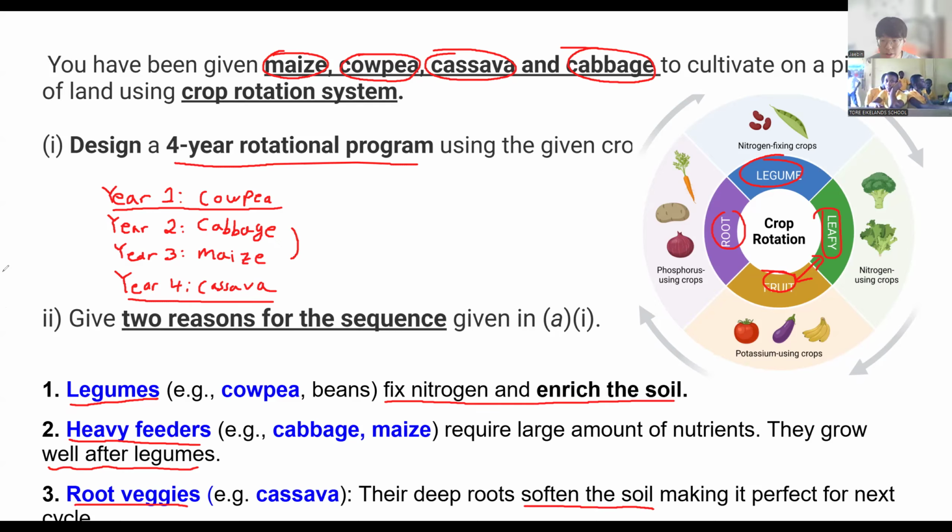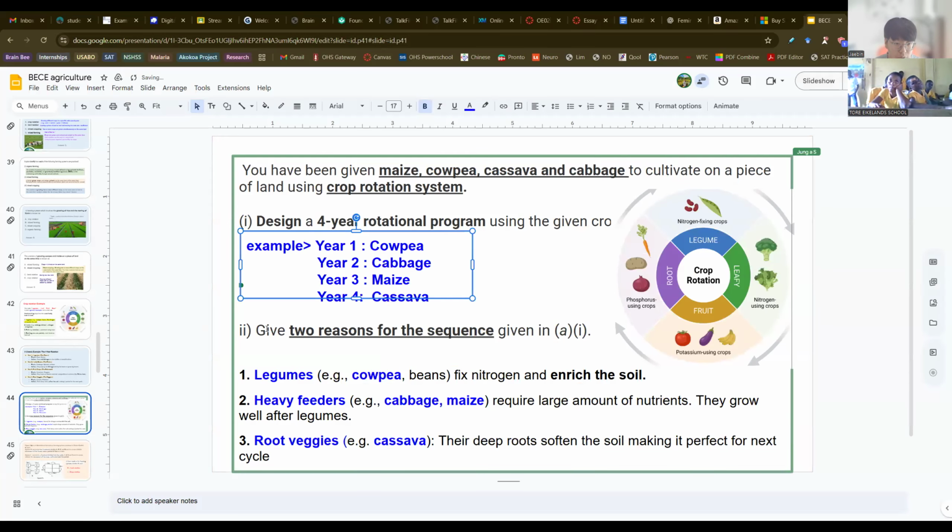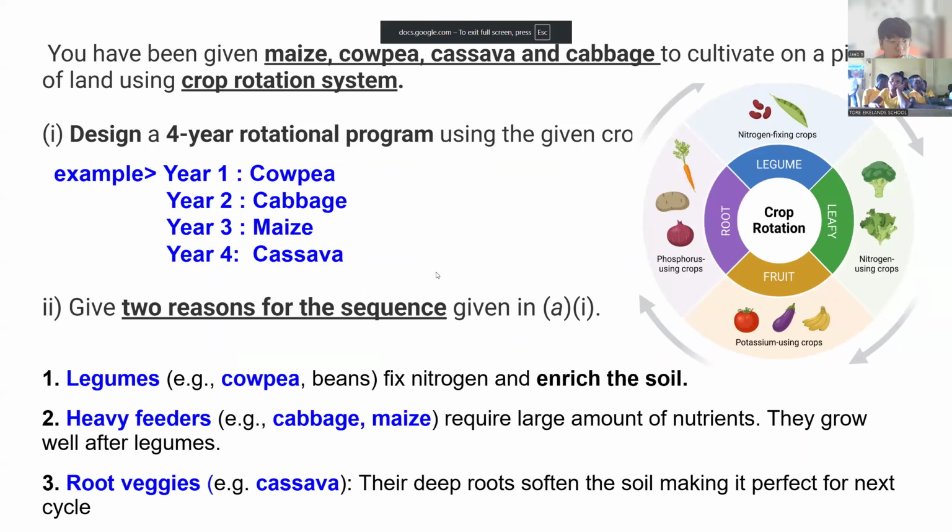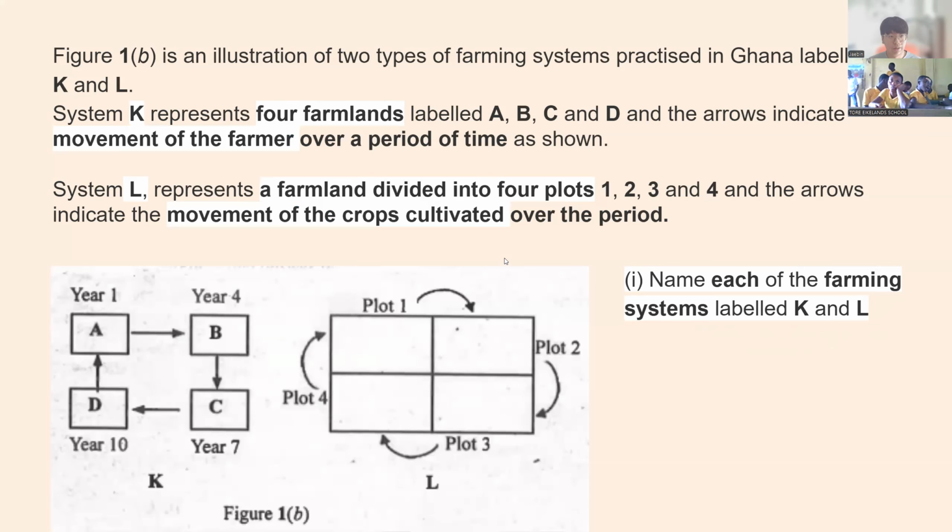Okay, does everyone understand this crop cycle? Yes. Okay, great. So again, this was the example. And let's move on to this part B.